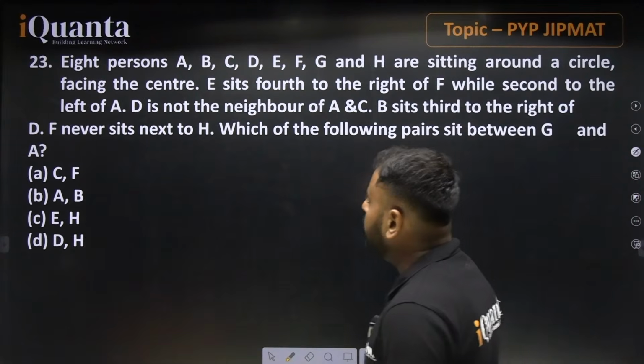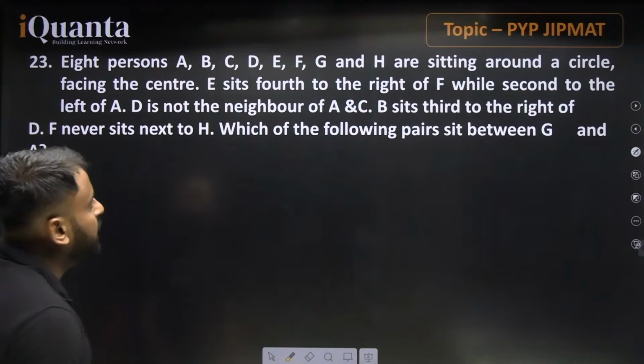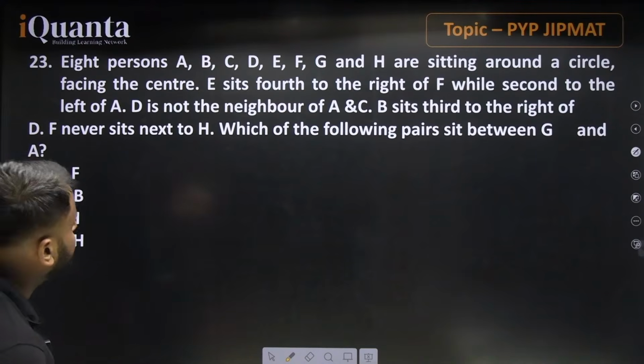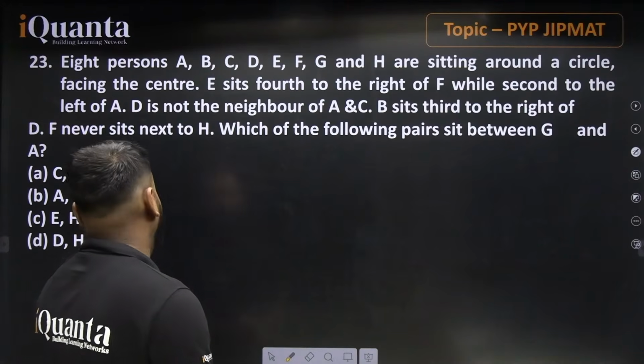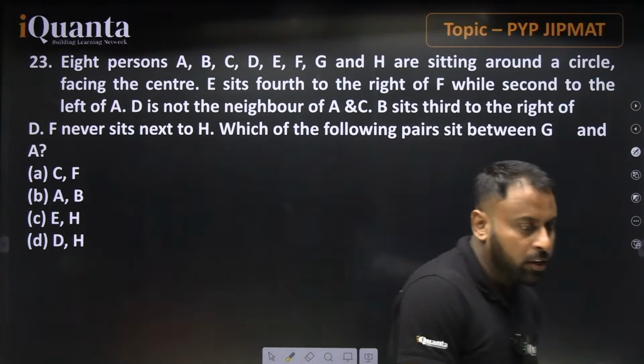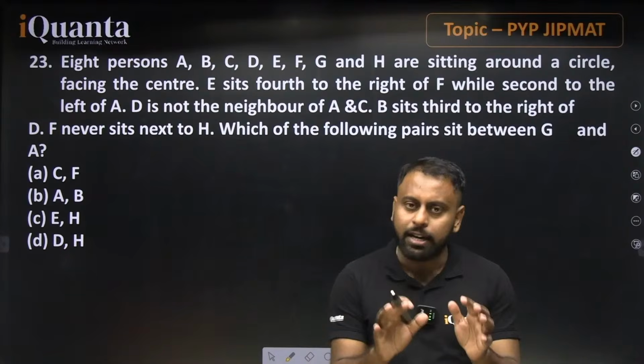Here we have 8 persons A, B, C, D, E, F, G and H are sitting around a circle facing the center. E sits fourth to the right of F while second to the left of A. I think that this question should be done by you guys. एक बार attempt ले लो, है ना?